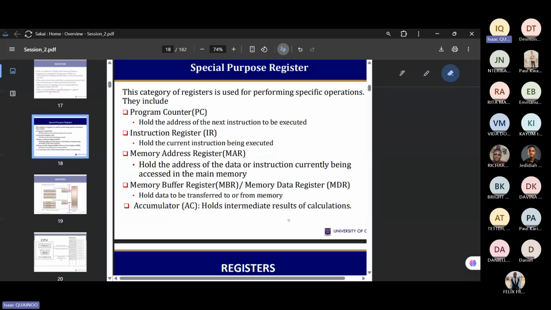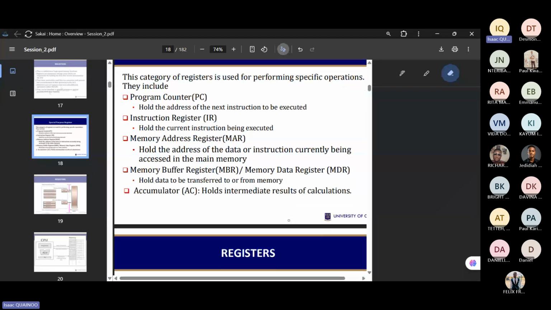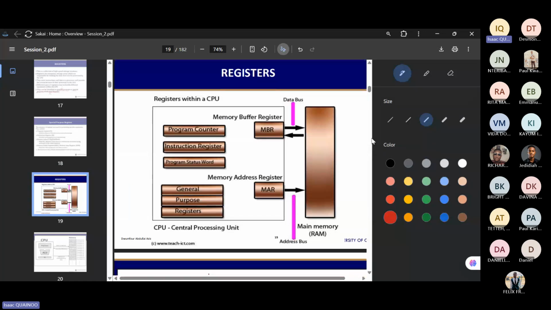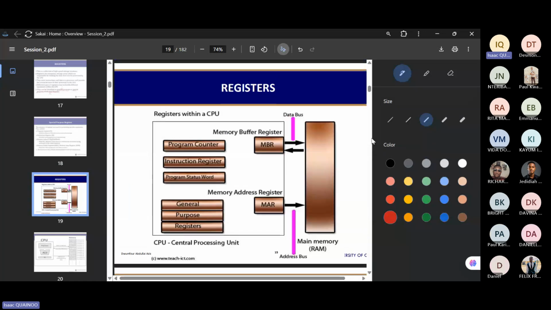Let's look at the instruction register or IR. The instruction register holds the current instruction being executed. Please, let's take note of the keywords for the purpose of MCQs. There's a difference between the address of the instruction and the instruction itself. Okay, so let me explain that. The question could ask what stores the current address. That will be a different thing altogether from what stores the current instruction.